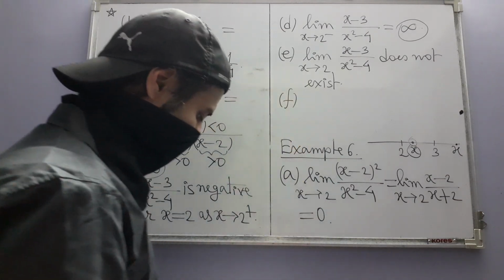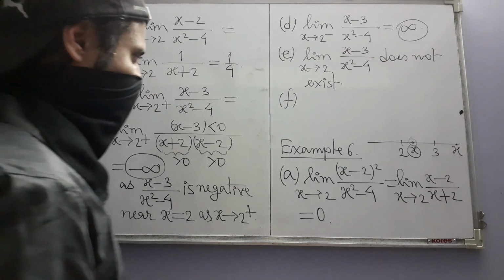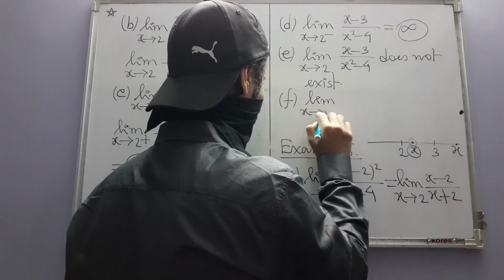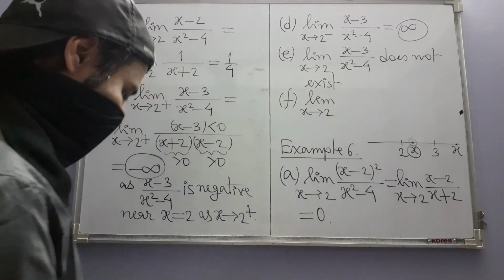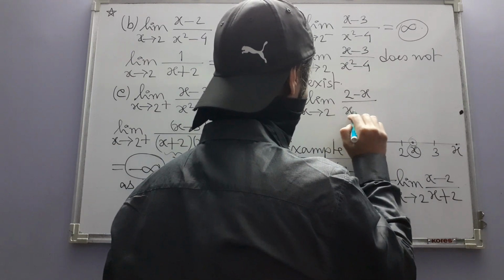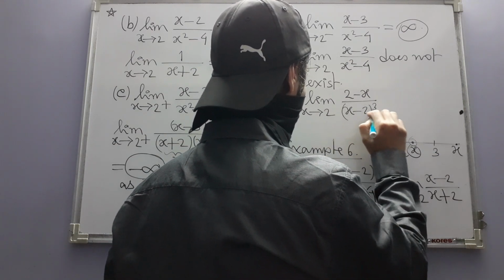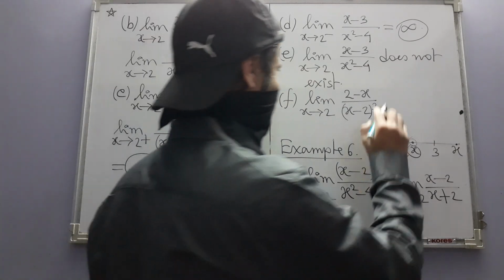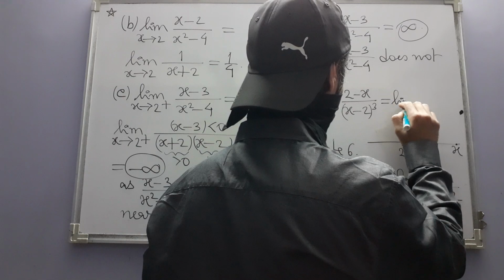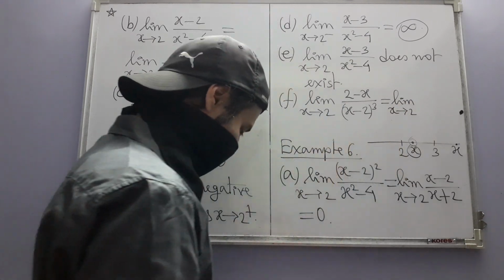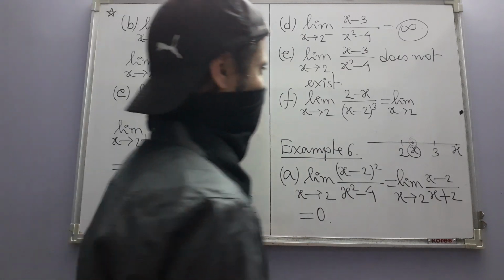And finally there is another one, part F. Two minus x over x minus 2 cube. So there is a cancellation. This one is also two-sided.